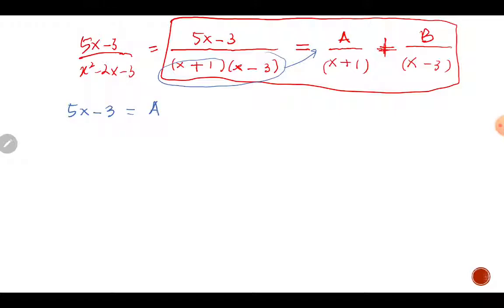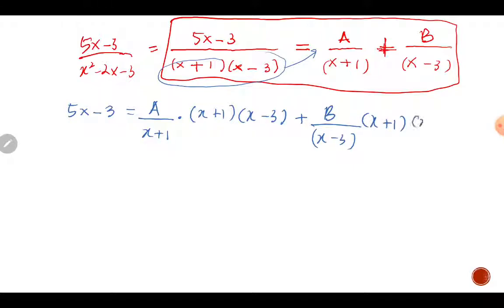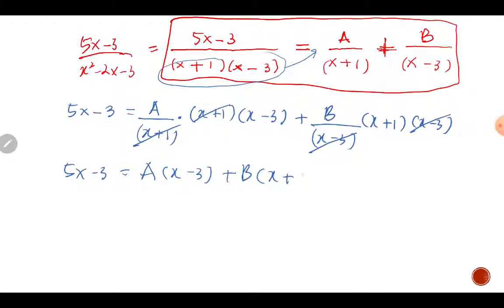And what I have is A over x tambah 1, ni akan darab dengan x tambah 1 darab dengan x tolak 3. Betul? And then plus with B over x tolak 3 darab dengan x tambah 1 x tolak 3. Alright, now you see x tambah 1 ni kita boleh cancel dengan yang bawah, and x tolak 3 kita boleh cancel dengan yang bawah. Betul tak? So sekarang ni we have 5x minus 3 equals to A(x minus 3) tambah B(x plus 1).